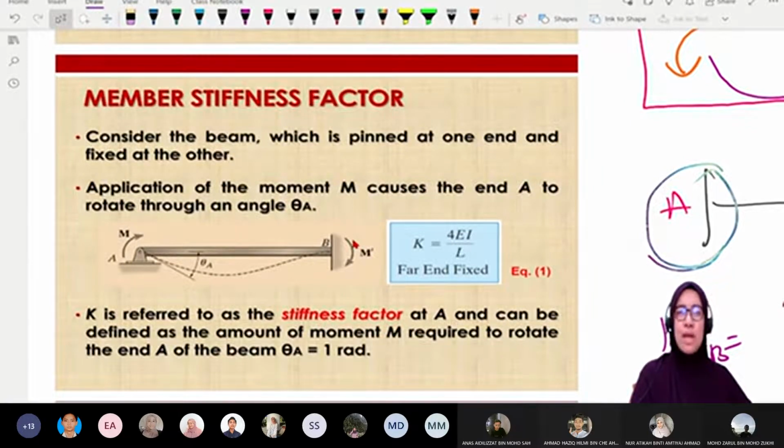So we need to calculate member end moment. What is member end moment? Member end moment is internal moment, and internal moment is internal forces, in beam and in frame. Why don't we need to calculate thrust? Why don't we consider thrust in moment distribution method?